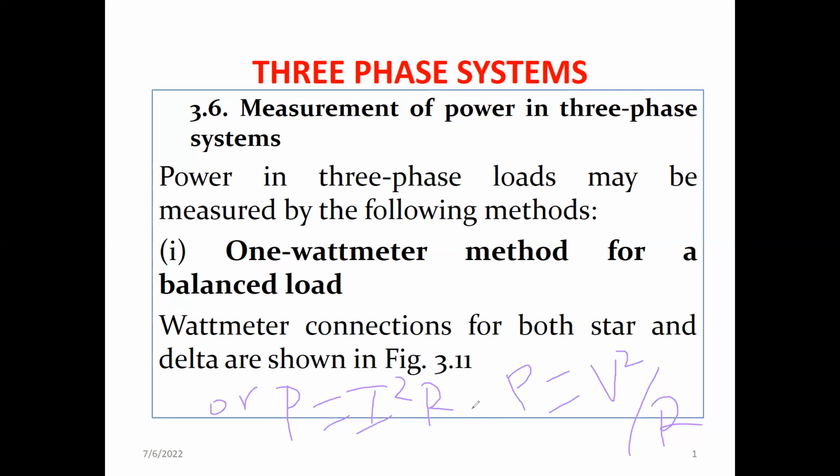To start with, we have different methods that are used to measure power in three-phase loads. The first one is the one-wattmeter method for a balanced load. The wattmeter connections for both star and delta are shown in our next figure.